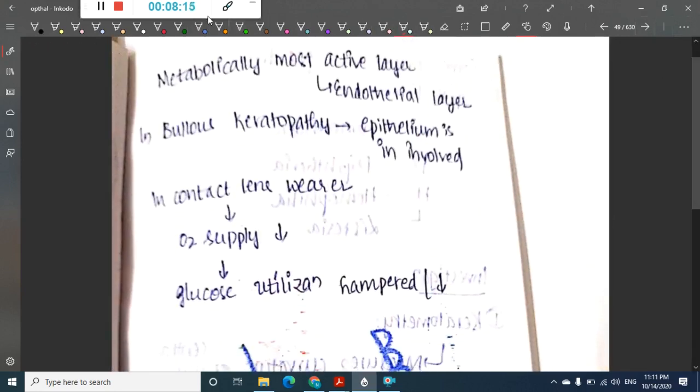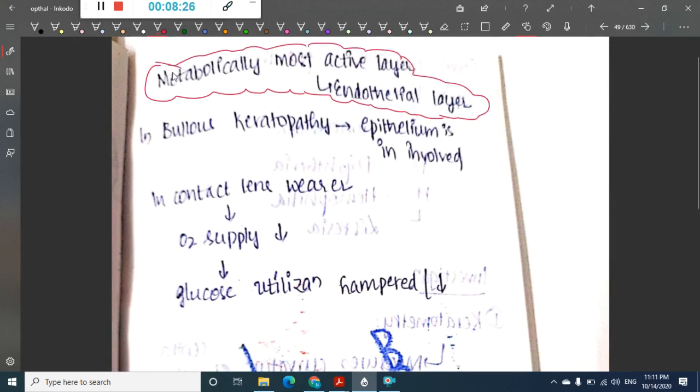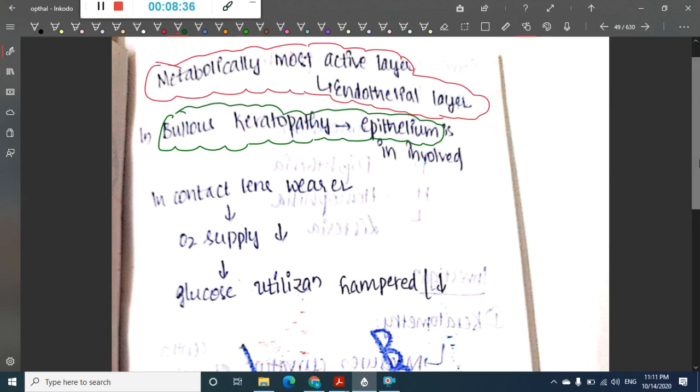Next, if we see some one-liners, what is the most metabolically active layer? The most metabolically active layer is the endothelium. Among all the layers which we have seen, which is involved in bullous keratopathy? In bullous keratopathy, mainly the epithelium is the layer involved.